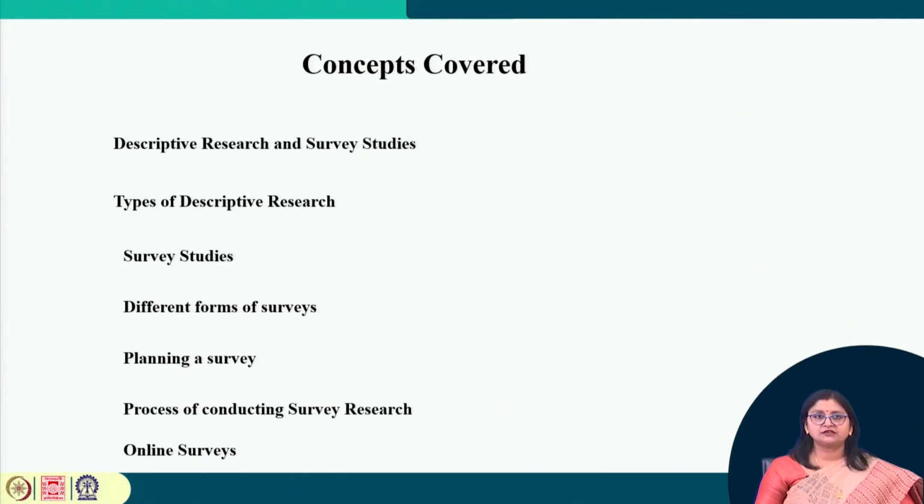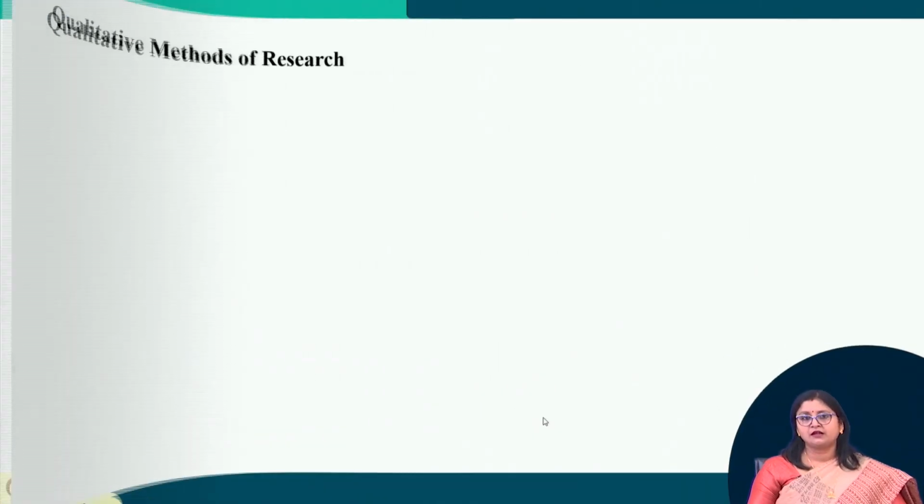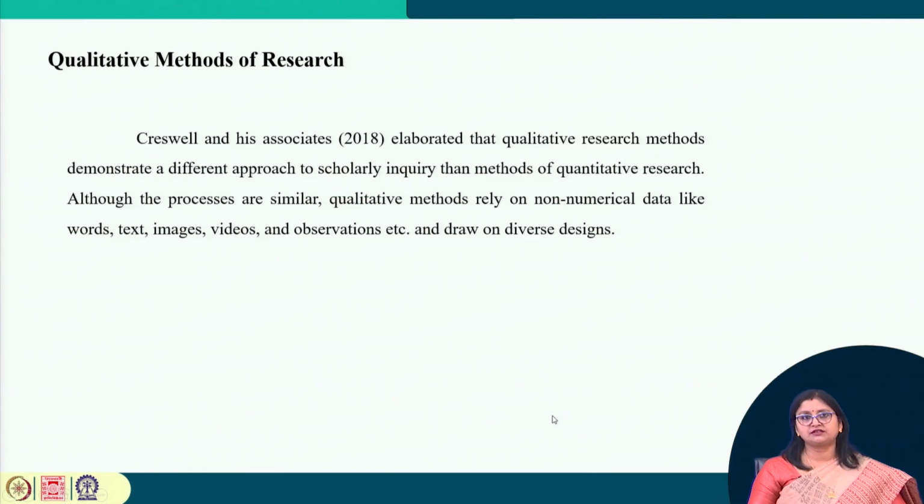Earlier, in the previous lecture, we covered descriptive research, its concept and survey studies, different types of descriptive research and survey studies, different forms of surveys, planning a survey, how to plan, then the process of conducting survey research, and also a little bit about the online surveys which we are at present using in our researches.